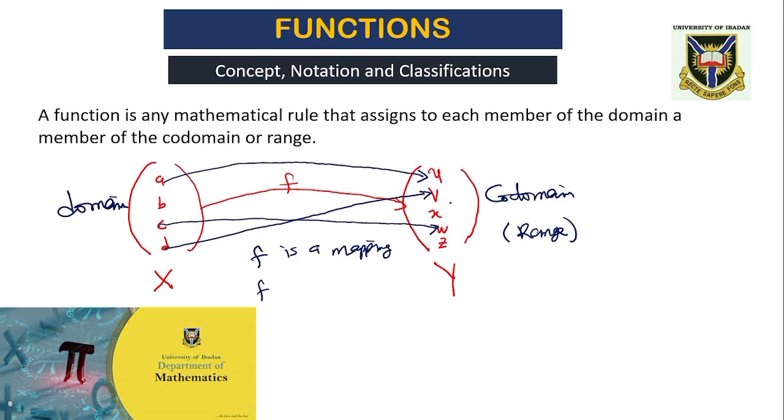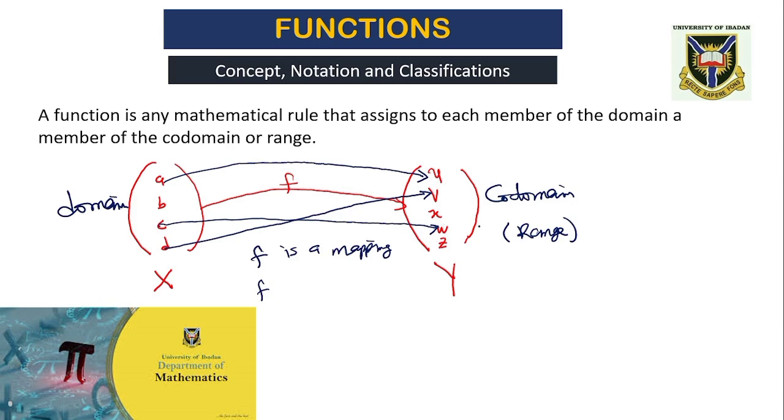So when not all the members of this set Y are mapped just as it is, then every one of the members of Y here is called an image of the members of the domain, okay. And here we have the codomain because not all of them are mapped.